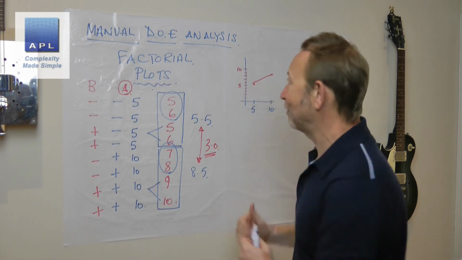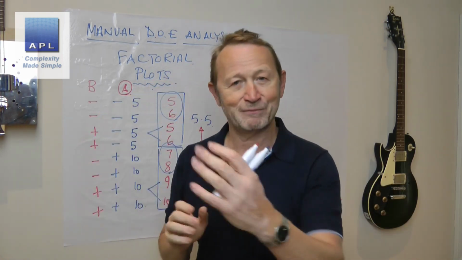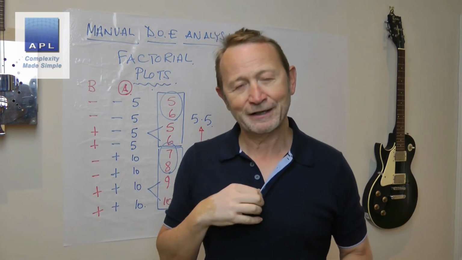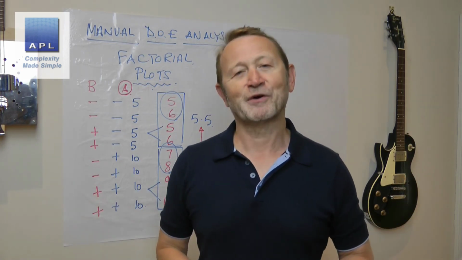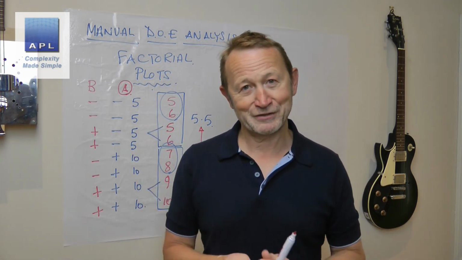So that is how a marginal means plot, a factorial plot, gets created in Minitab or DOE Pro or any other DOE software that you use. Hope that has clarified the point and answered the question.